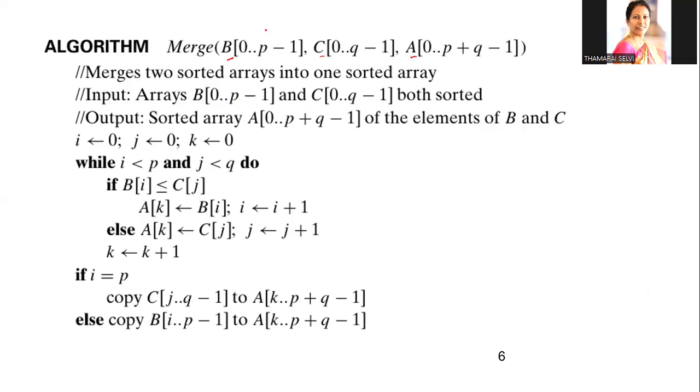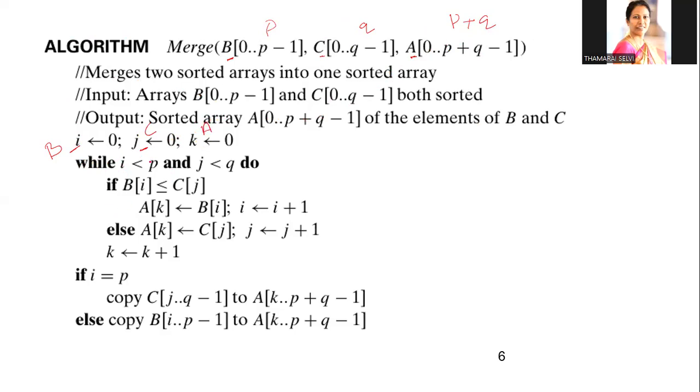The size of the B array is P and the size of the C array is Q. Combined together, we will have A of size P plus Q. The index is from 0 to, of course, P plus Q minus 1. Initially there are 3 index variables I, J, K. I is for B, J is for C, and K is for A.